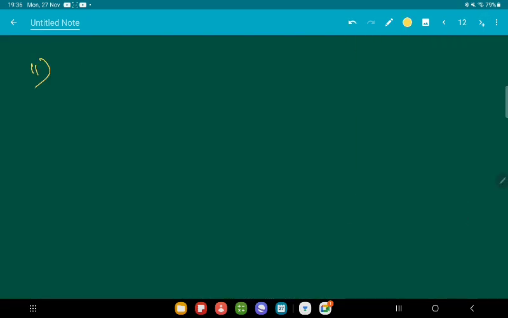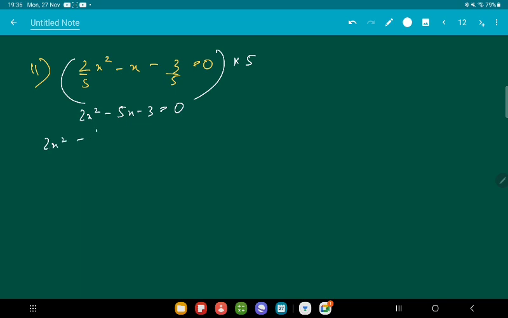let's do more questions. 2 by 5 x square minus x minus 3 by 5 is equals to 0. Multiply the equation by 5. Once we multiply, we will get 2x square minus 5x minus 3 equal to 0. 6x minus x.